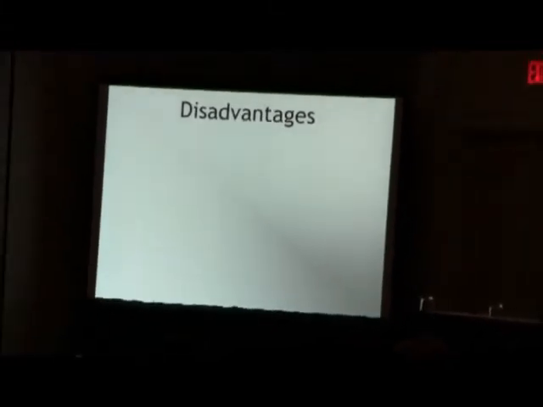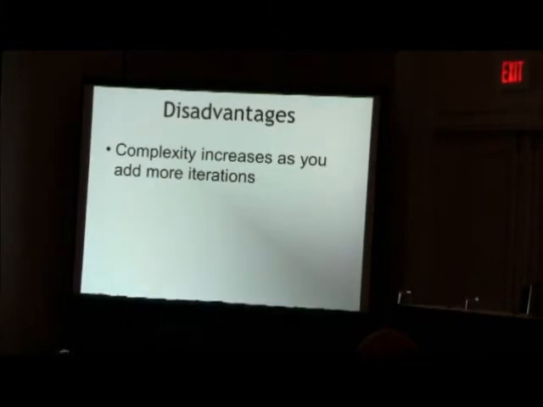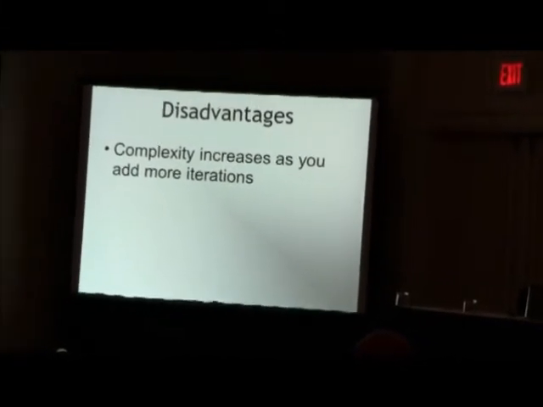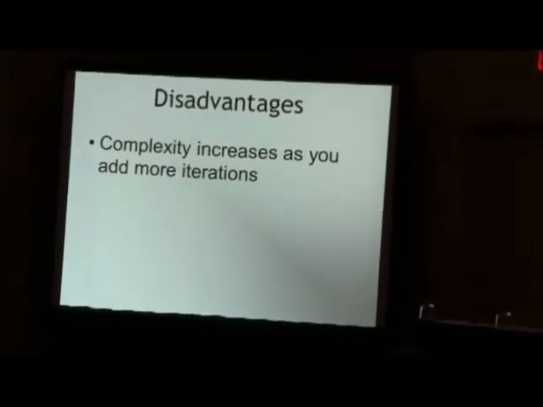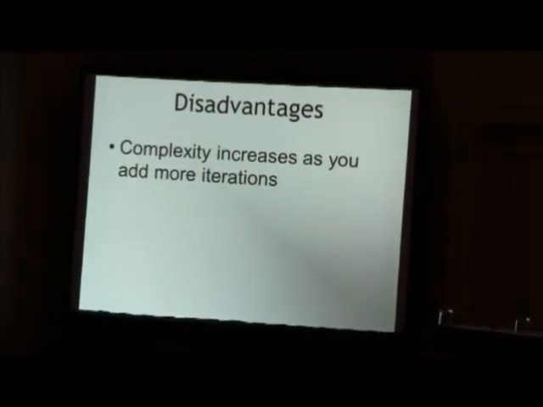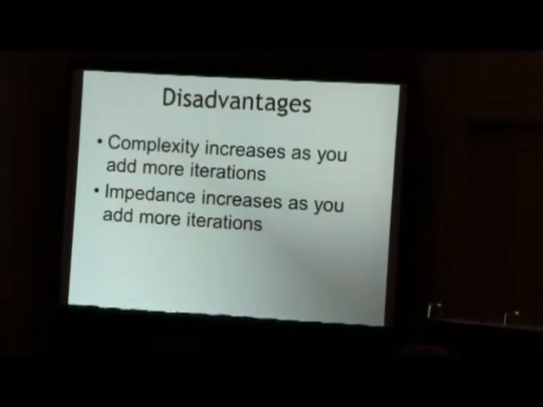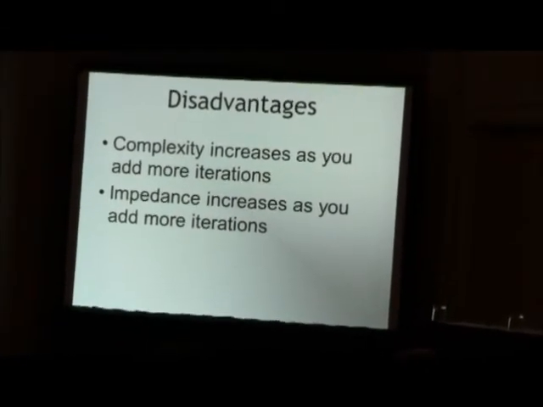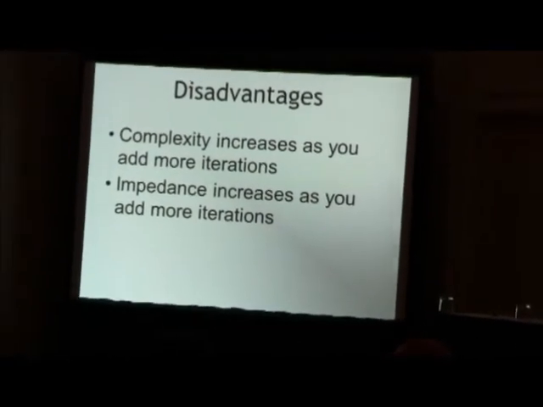Fractal antennas also have a few disadvantages. The complexity increases as you add more iterations, and this can make it more difficult to perform calculations on your antenna as well as construct the final design. Also, impedance increases as you add more iterations, so sometimes you might require a matching network, such as a gamma match, to properly load the antenna under test.